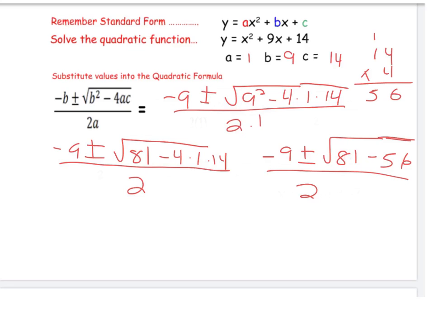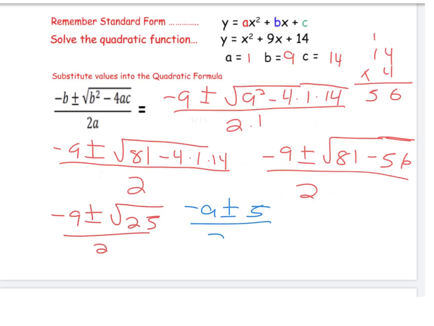So I have to now subtract what's underneath my square root sign. So I have -9 plus or minus the square root of 81 minus 56, which is 25. And then that's all over 2. So now there's nothing more for me to simplify except one more piece, which is the square root of 25. So I would have -9 plus or minus 5, because 5 is the square root of 25, over 2.